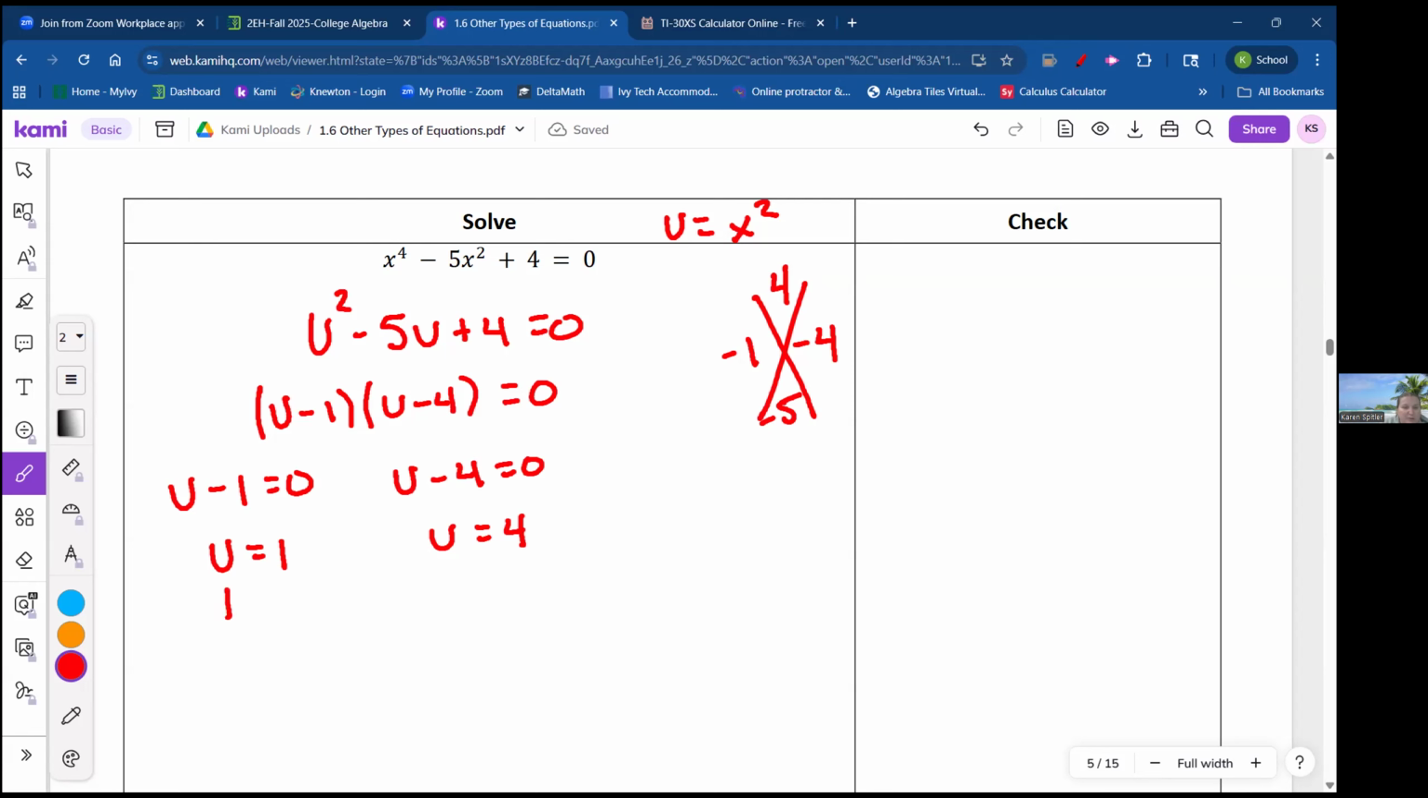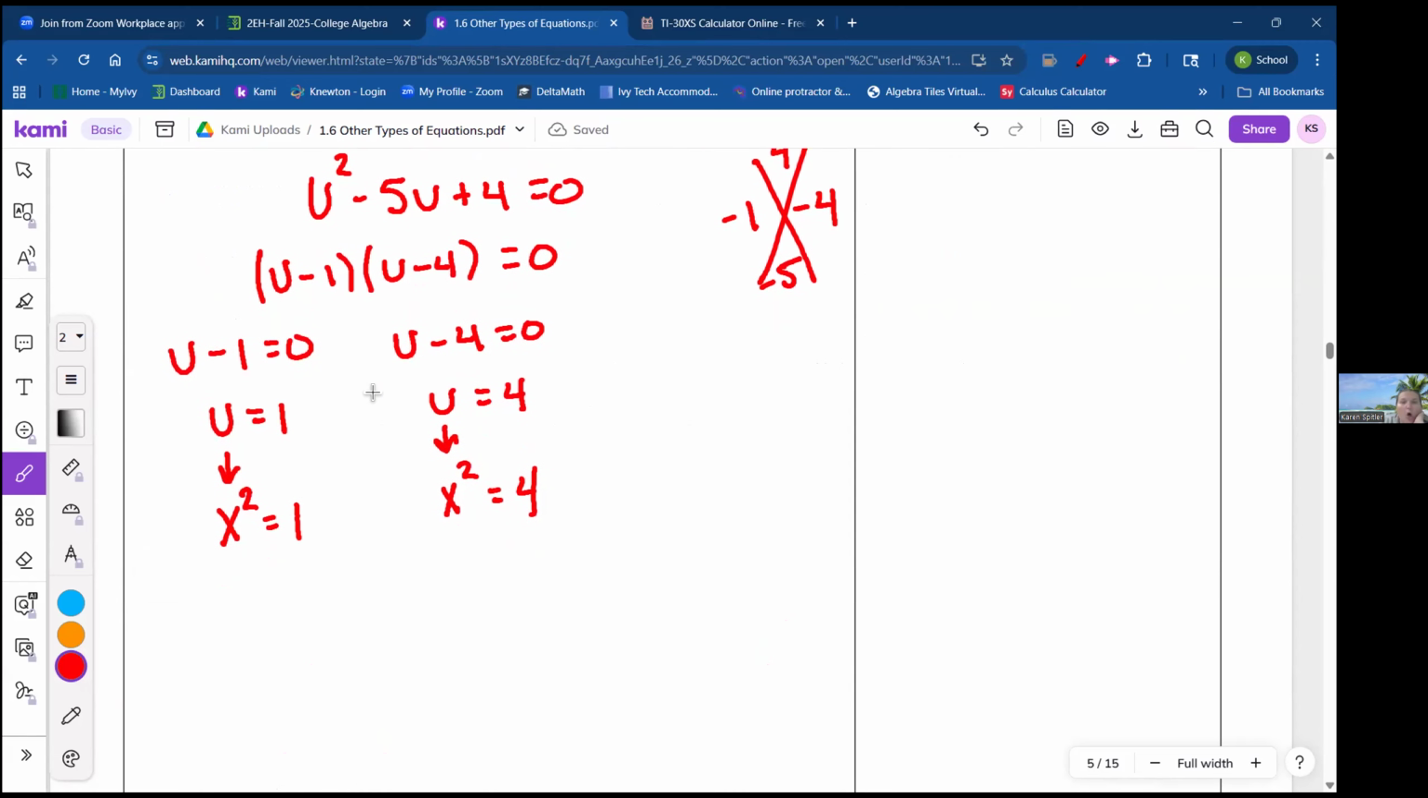So back substitute. So boop, we're going to put that back. X squared is actually 1. X squared is actually 4. Okay? And the last step says solve for x. To solve for x here in this particular case, I'm going to have to take the square root. The square root of 1 is plus or minus 1. Take the square root again, and x is plus or minus 2. So there you go.